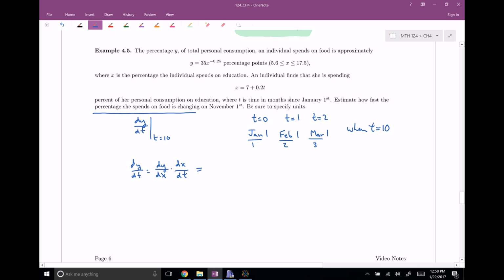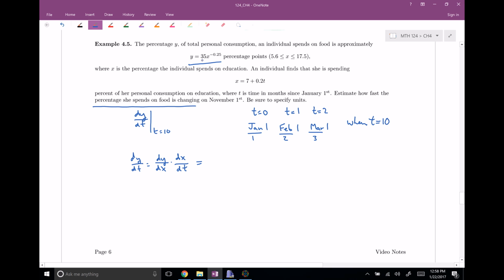Okay, so the derivative of y with respect to x, I can do that. So let's see, this constant 35 is along for the ride. And then this is going to be a power rule, right? So this negative 0.25 comes down, and then I get x raised to the, and I have to subtract 1. So this is going to be negative 1.25 times the derivative of x with respect to t.